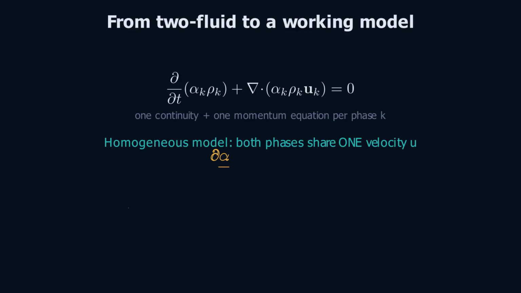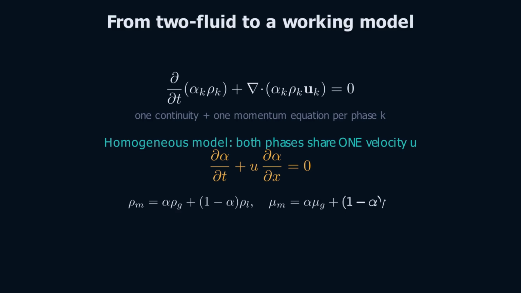Under that single assumption the model collapses beautifully. First, the gas fraction alpha is simply carried along by the flow. A pure advection equation. If you can transport alpha, you capture the slugs. Second, the mixture density and viscosity become volume-weighted averages of the two phases. Where alpha is 1 you have gas properties, where alpha is 0, liquid, and in between, a smooth blend. And third, the pressure drop that drives the whole flow obeys the Darcy-Weisbach law, exactly the one you know from single-phase pipe flow, but evaluated with mixture properties. 3 short lines. That is the complete physics of Part 1.